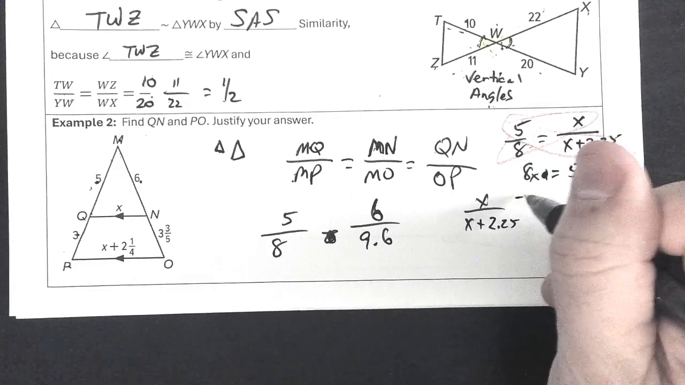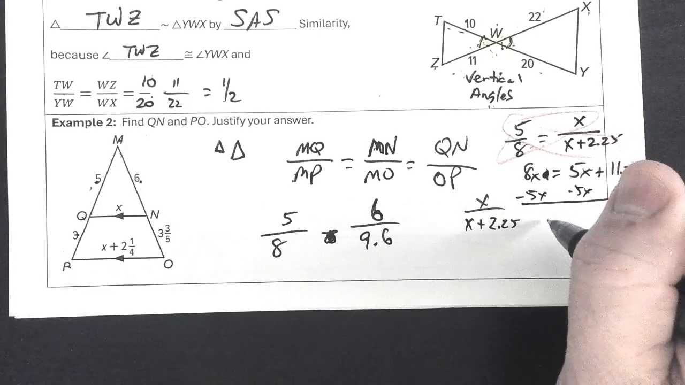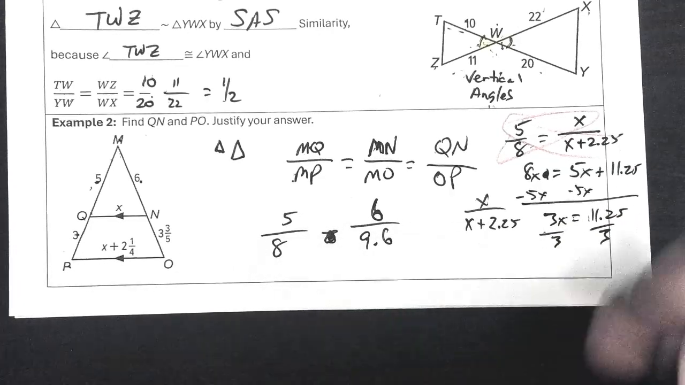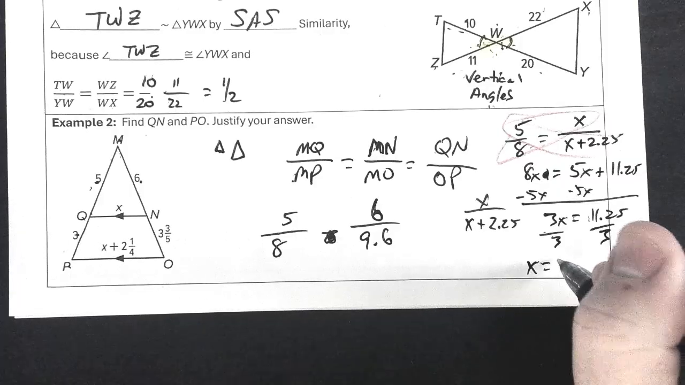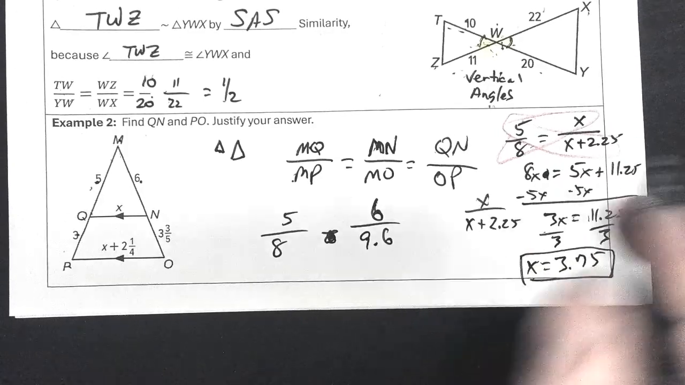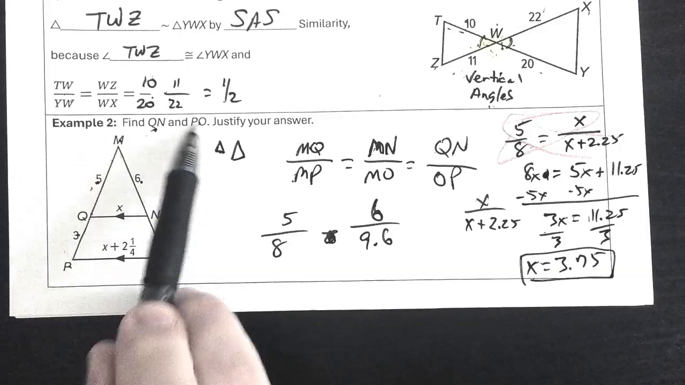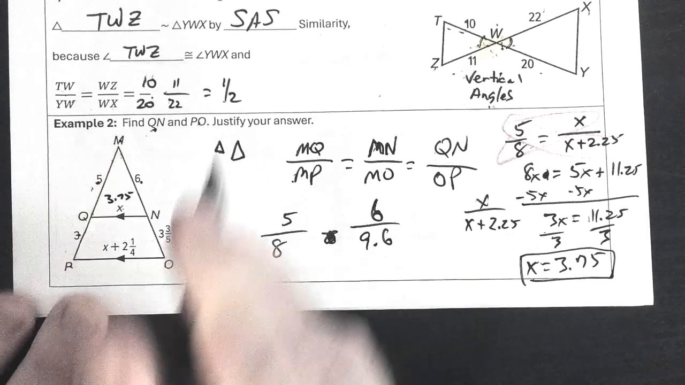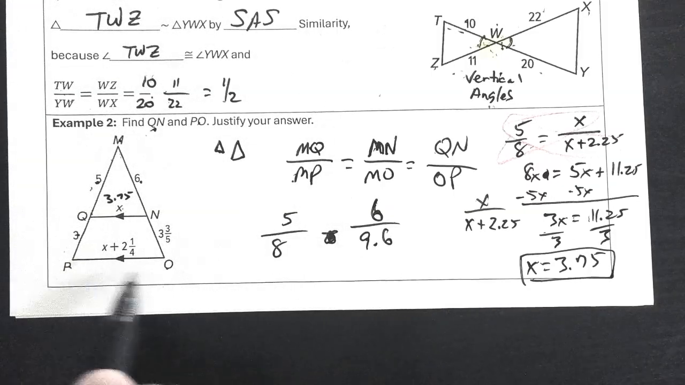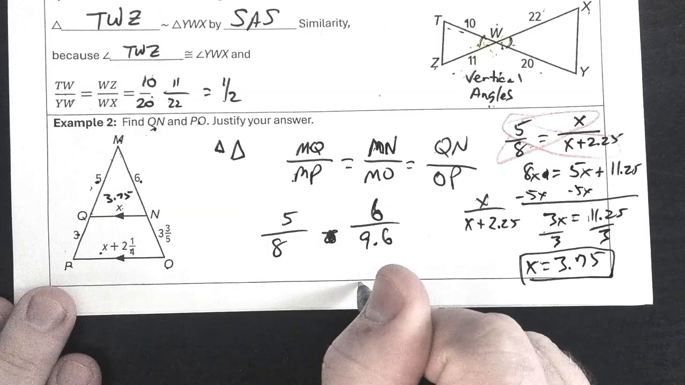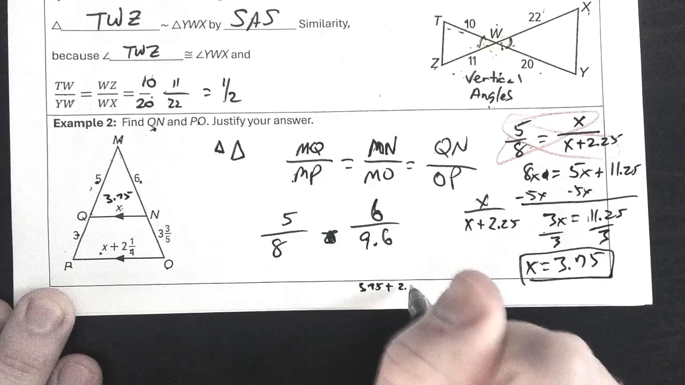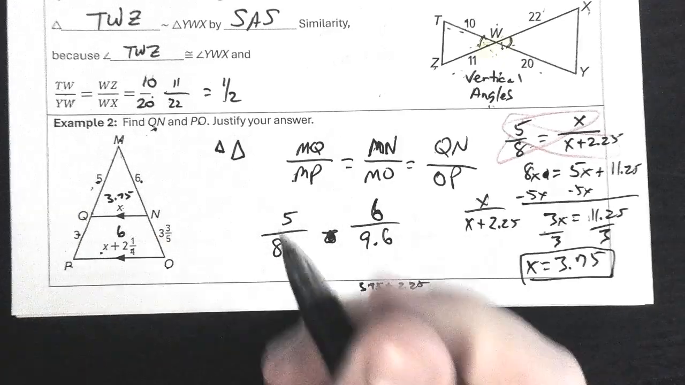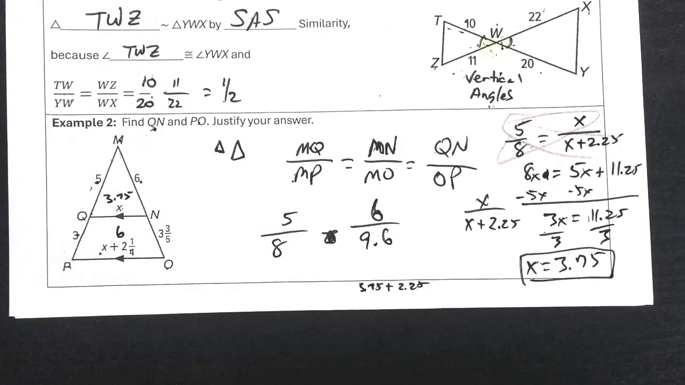So let's subtract 5X from both sides. That gives us 3X equals 11.25, and when you divide both sides by 3, X is going to equal 3.75. All right, so they want QN and PO. QN was X, so X is 3.75. And then PO is X plus 2.25, so 3.75 plus 2.25 equals 6.